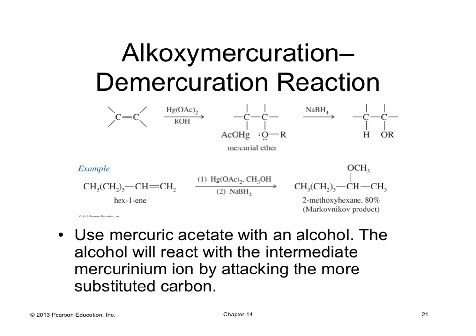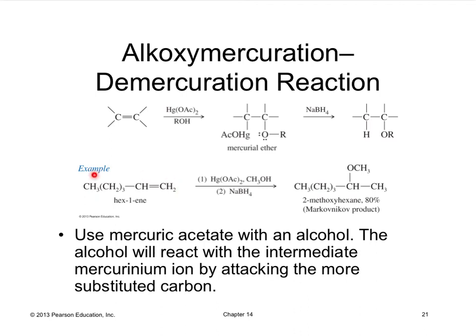Another way to make ethers is through alkoxymercuration-demercuration. You guys learned this last semester. You have an alkene. The first step of alkoxymercuration-demercuration is to add the mercuric acetate in the presence of alcohol. This will generate a mercurial ether, shown here, and then you can reduce it with sodium borohydride, where the ether portion remains and the mercury is replaced with hydrogen.